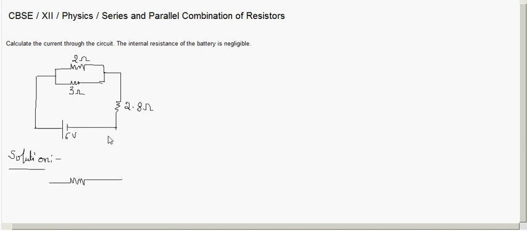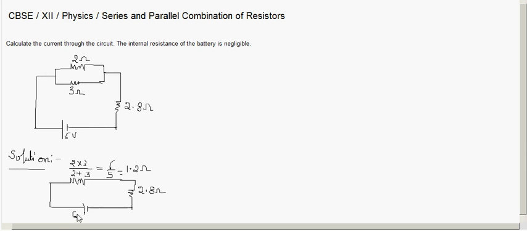We have this 2 ohm and 3 ohm in parallel, so it is equal to 2 into 3 divided by 2 plus 3, 6 by 5, which is equal to 1.2 ohm. That will be in series with 2.8 ohm. Then we have 6 volt.